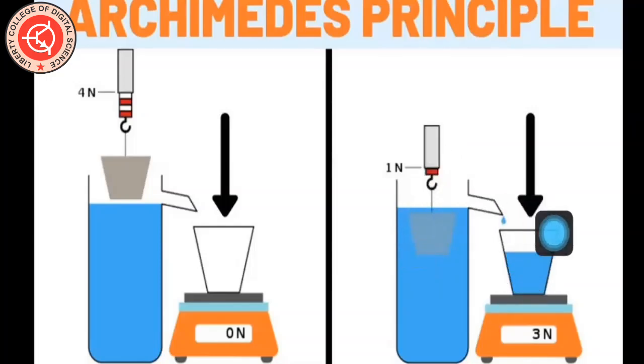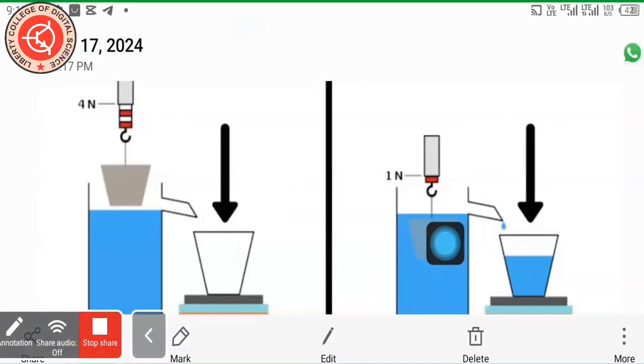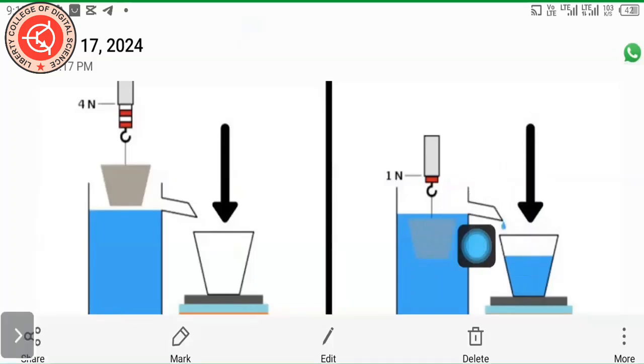Let me put it this way. The meaning is that, for example, if you weigh this liquid now and you discover that it's 3 Newton, the meaning is that 3 Newton force is acting in the upward direction against the weight of this substance. So what Archimedes tried to help us to do is to quantify the exact amount of force that is acting upward against the weight of an object that is being submerged in a fluid.